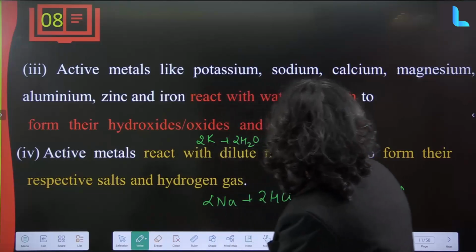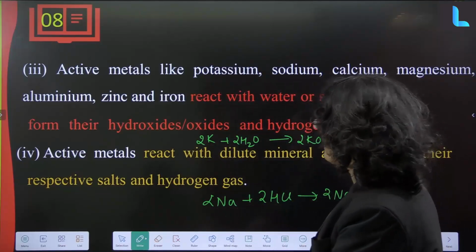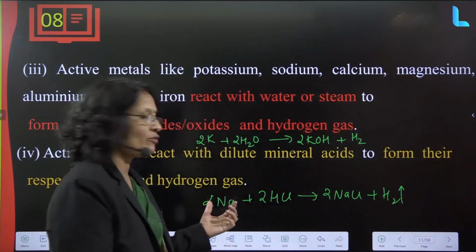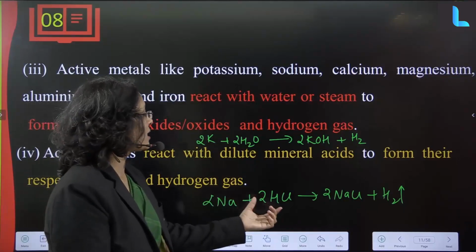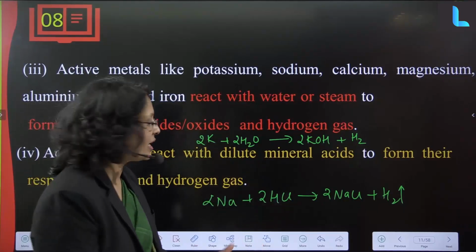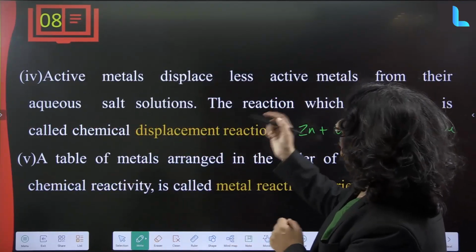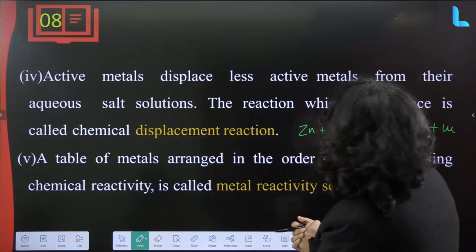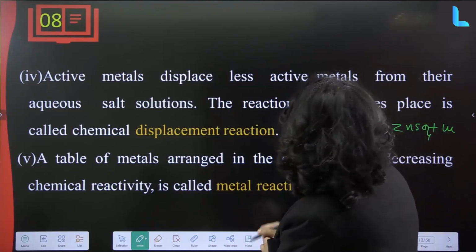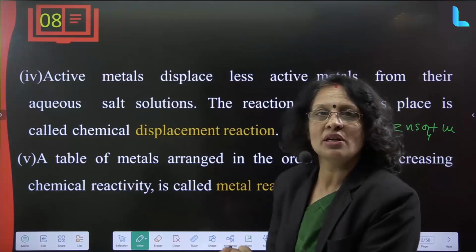Then active metals react with dilute mineral acid to form their respective salts and hydrogen gas. For example, sodium reacts with HCl, hydrochloric acid, to give sodium chloride, and hydrogen gas is liberated. Also, an active metal displaces a less active metal from its aqueous salt solution. The reaction which takes place is called chemical displacement.